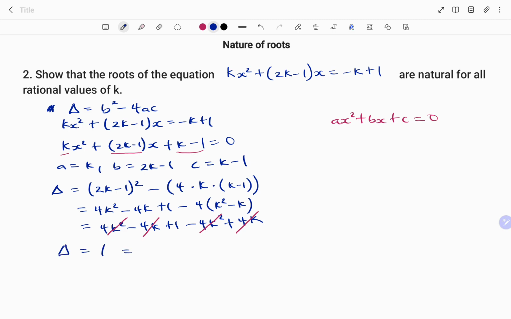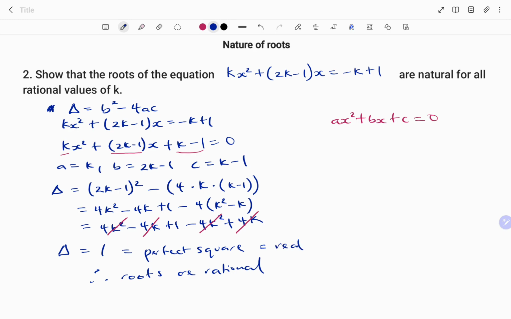And we know that 1 is a perfect square. So therefore, the coefficients are rational. Therefore, the roots are rational for all values of k. Also note that the roots are real.